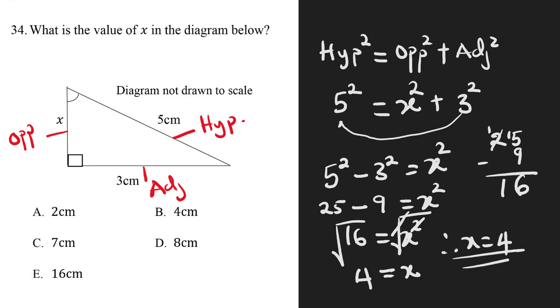We say if a is equal to b, b is the same thing as a, right? So if 4 is equal to x, x will be equal to 4. So let's check our options if we have 4. Of course the answer is going to be B. Are we there? So let's check the next question.